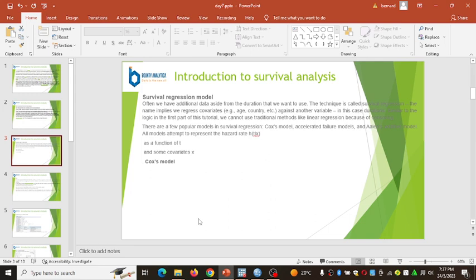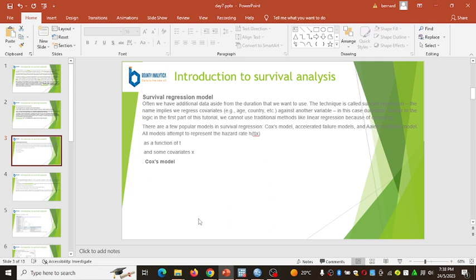So the instantaneous rate of the events occurring is proportional across different levels of the predicted data. So there are other survival regression models. By the way, there are many.